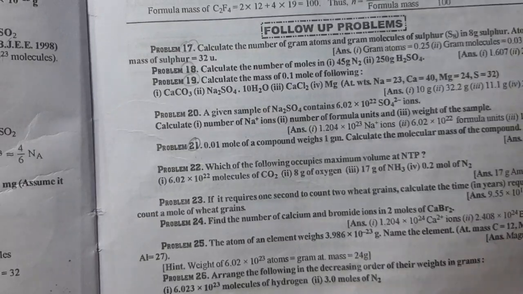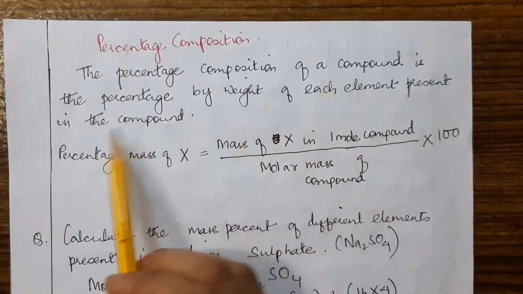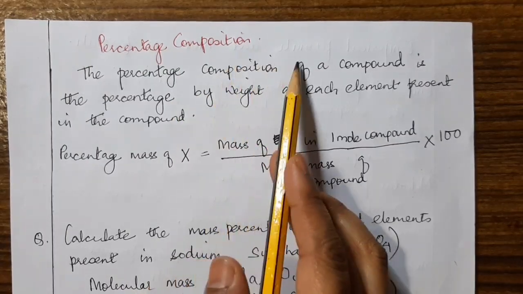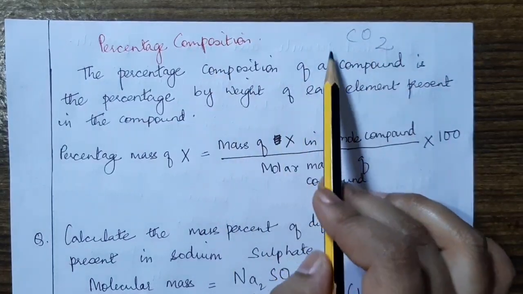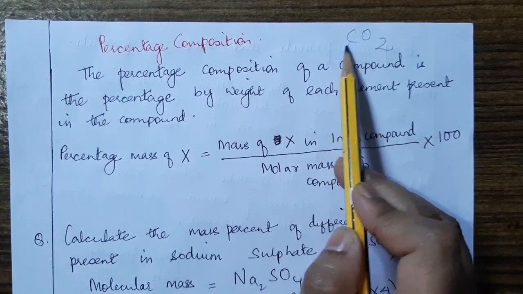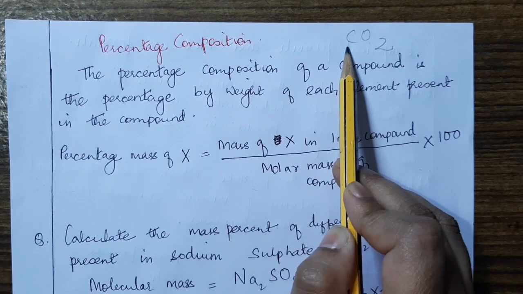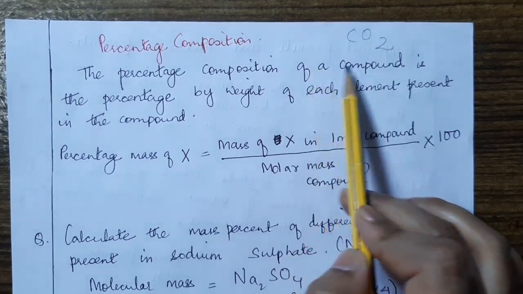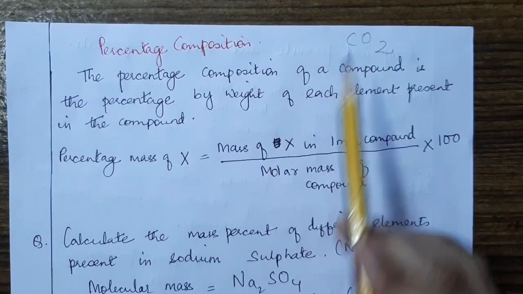Do all these. Next we have got percentage composition. Percentage composition of a compound is the percentage by weight of each element present in the compound. Let's take carbon dioxide. Percentage composition of carbon dioxide would be the mass percentage or the weight percentage of each of the elements. There are 2 elements here, carbon and oxygen. So the mass percentage of carbon present in it and the mass percentage or weight percentage of oxygen would be the percentage composition of carbon dioxide.